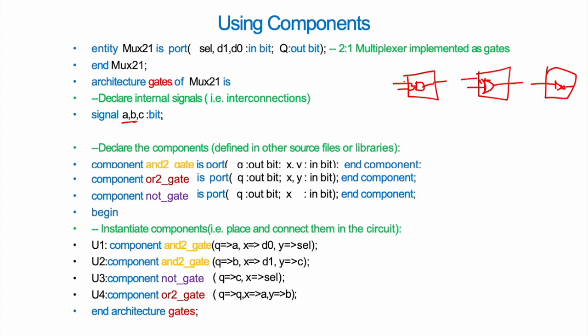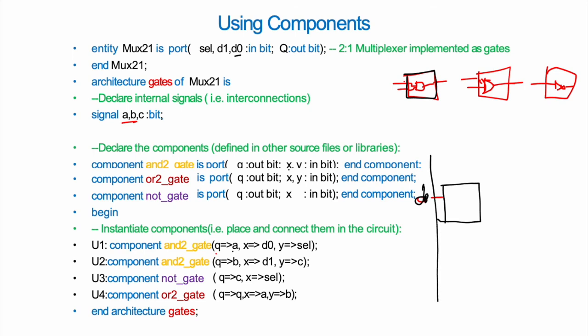So we take our signal A, and signal A was there, and A is being connected to Q of the AND gate. So first we have our AND. At this point, we're creating the instance now, which is this circuit. And A goes to what? Q is connected to A, but let's put X of the AND gate. Yes, X of the AND gate is connected to D naught. So we have our D naught, which is the input from the chip.